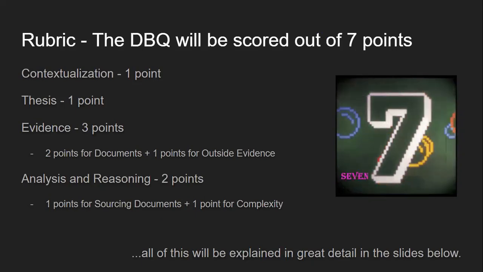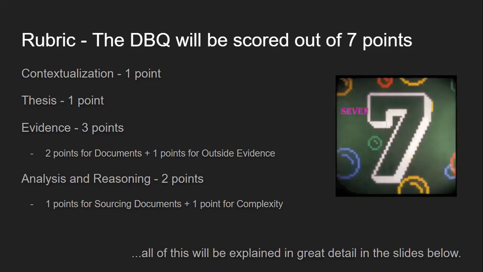Okay. Then there are 3 points for evidence overall. And those 3 points all will come from those 3 supporting paragraphs. You will get 2 points for how you use the documents, if you use the documents correctly, and you will get 1 point for bringing in outside evidence. And again, more detail on these to come. And that will all come in your 3 supporting paragraphs. So 2 points from your intro, 3 points from your 3 supporting paragraphs by use of evidence.